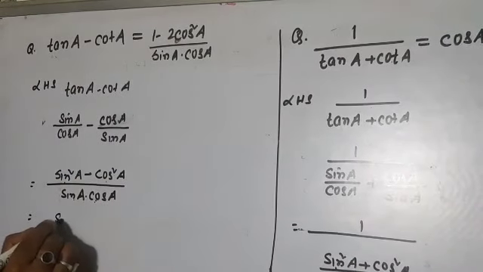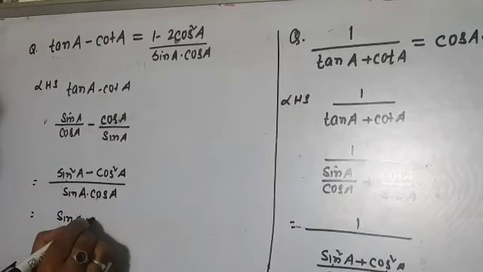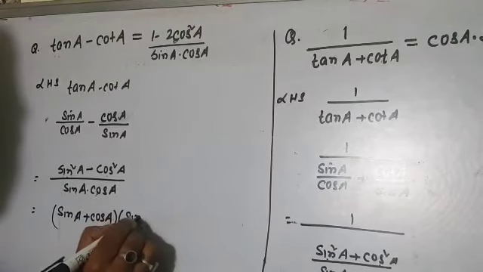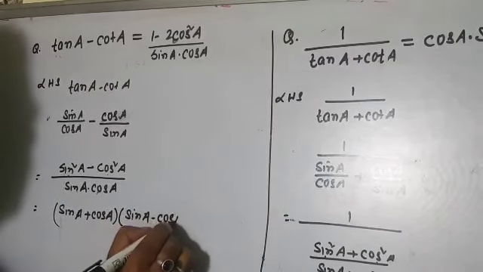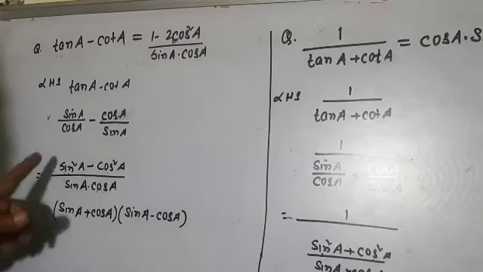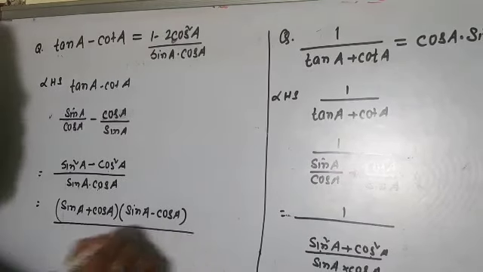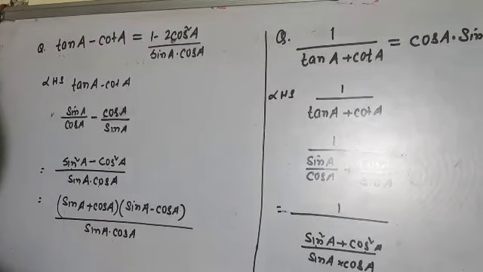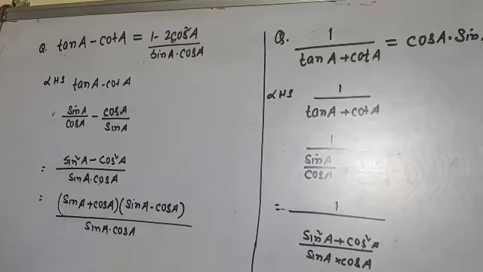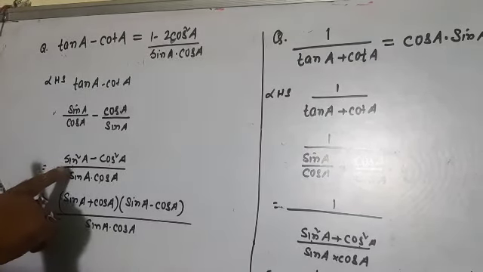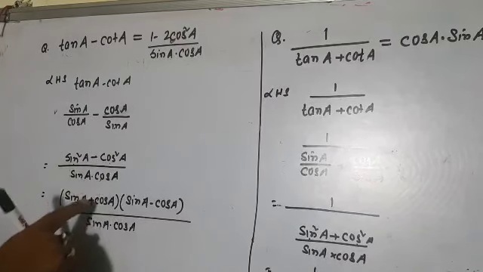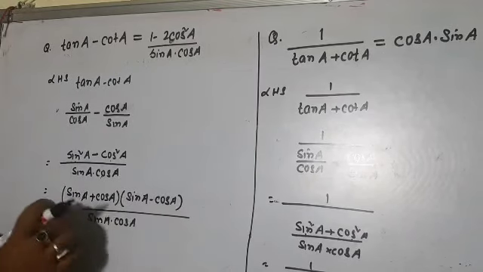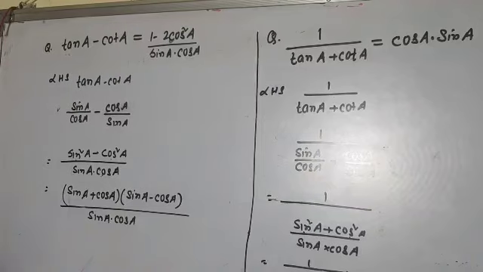So here you use (sin a plus cos a) and (sin a minus cos a), that is the algebraic expression a square minus b square, by sin a into cos a. Clear? What did I use? The algebraic expression a square minus b square. So a square minus b square is what? (a plus b) and (a minus b). Okay, we can use it like this, or we can change it.